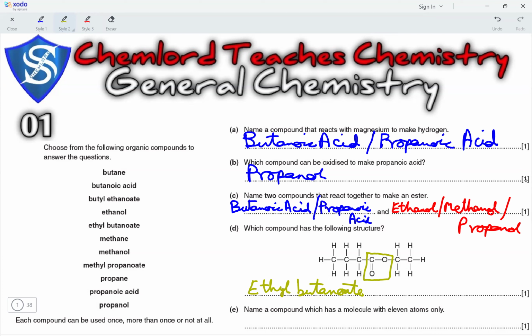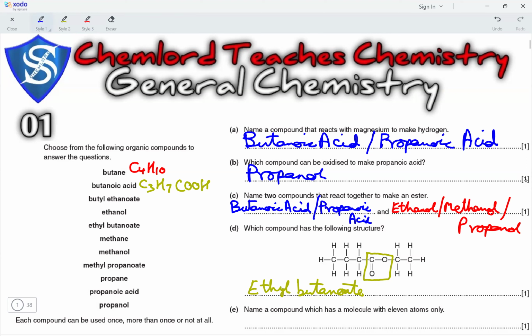Name a compound which has a molecule with 11 atoms only. So for this, we would need to look at the molecular formula of each of the given compounds. So for that, we would have butane. Butane has four carbon atoms and is an alkane, so this would be C4H10. So in total, 14 atoms present. 14 atoms is not the correct answer. We need 11 atoms. Next, we have butanoic acid. Butanoic acid would be C3H7COOH. So in total, 3 plus 7 is 10, 11, 12, 13, and 14. Again, 14 atoms in total.